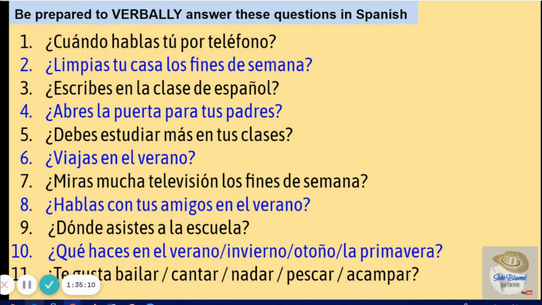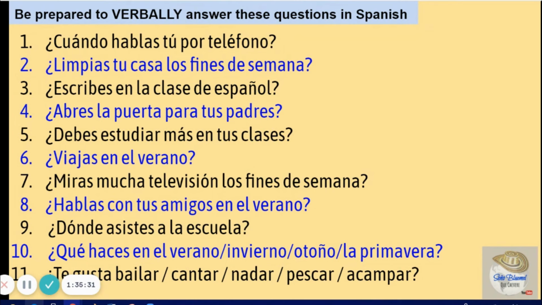Abres is the verb abrir, which means to open. La puerta is door, remember, one of the words in classroom objects. So, la puerta para tus padres: para, for; tus, your; padres, parents. So, sí, abro la puerta para mis padres, o no abro la puerta para mis padres.